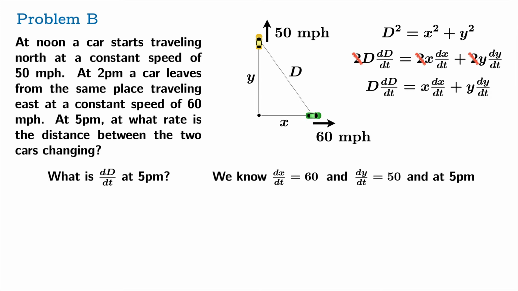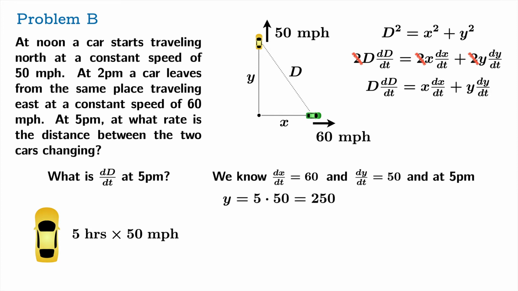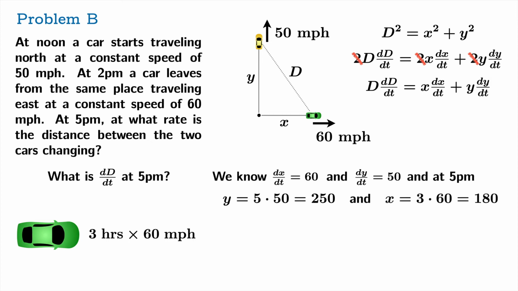And at 5 p.m., the northward car has been traveling for 5 hours at 50 miles per hour. So we know that y at that moment should be 5 times 50, or 250 miles. Similarly, the eastward traveling car has been going for 3 hours at 5 p.m. It started at 2 p.m. So 3 times its rate, which is 60, constant. 3 times 60 is 180. So x is 180 at that same moment.